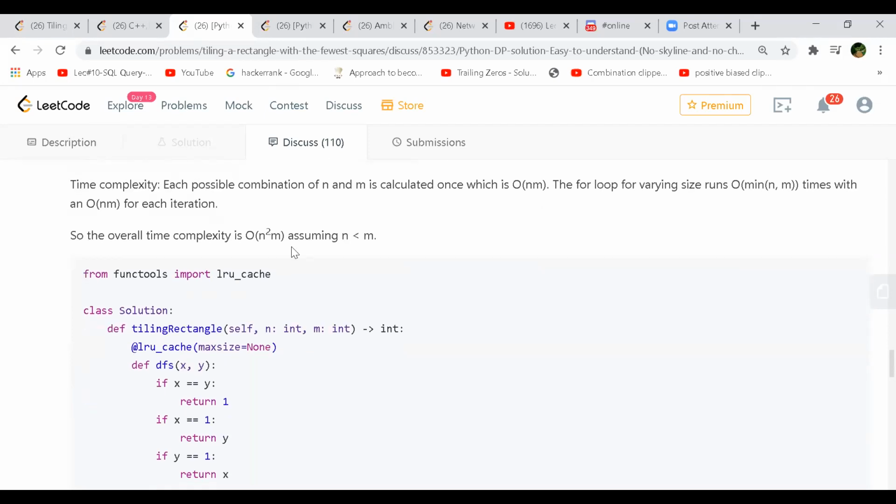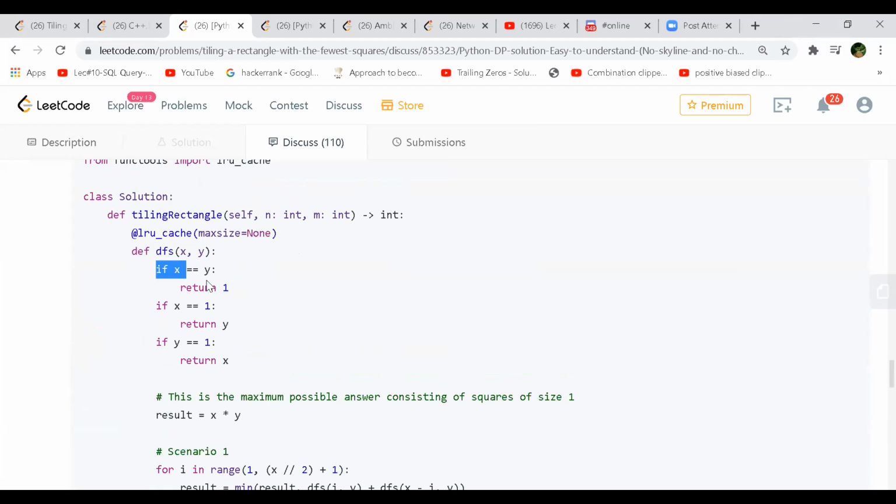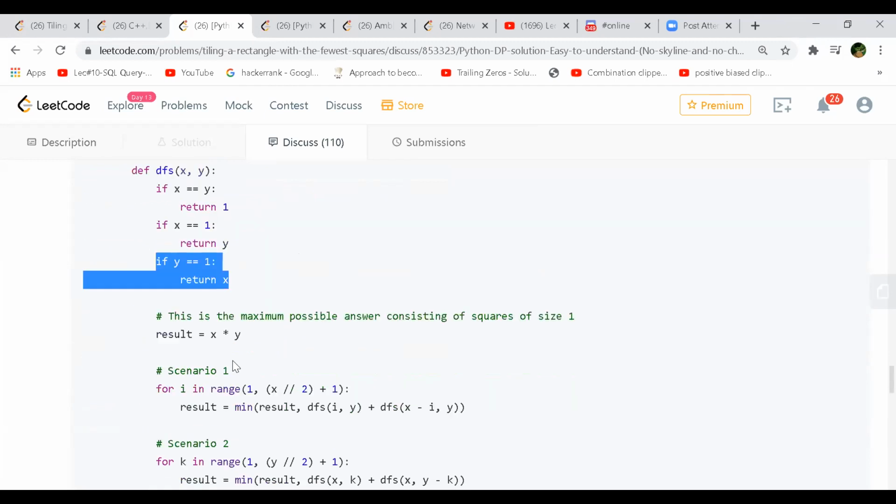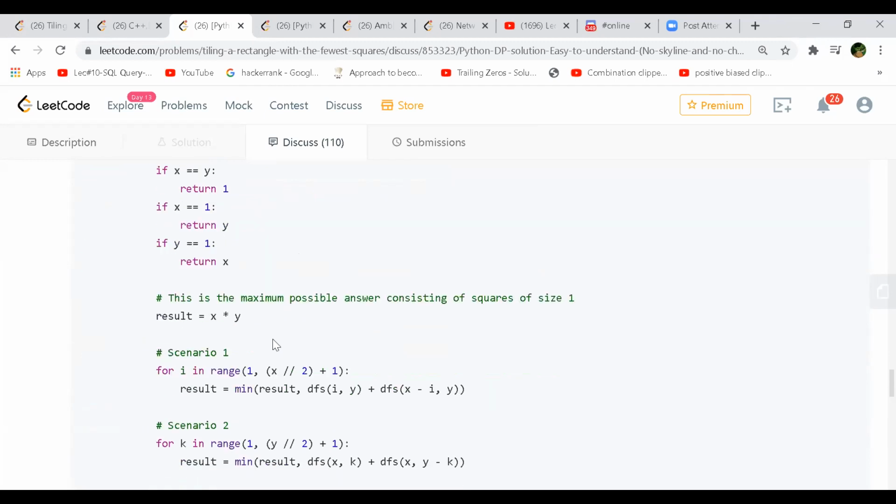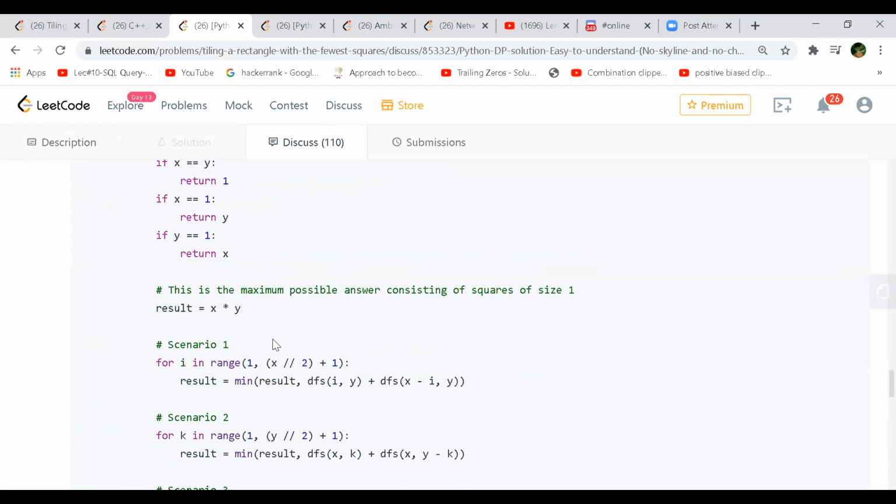Sure, no problem. So this is the base case. If i and j are both equal, like if it is a square, then only one way is there, one way to fit. If x is 1, you return y, and if y is 1, then you return x. If it is 1, then whatever the value of x or y is will be the number of squares. And for the result, first of all, we are multiplying x and y. This is the maximum possible, which consists of everything being a single square.